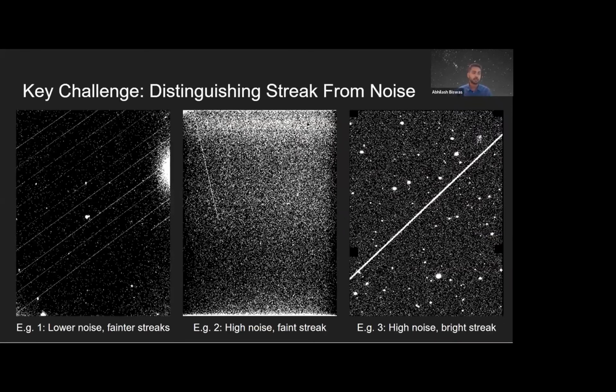So on the screen, you can see multiple real astronomical images containing a wide amount of noise and differing pixel noise to streak brightness intensity.